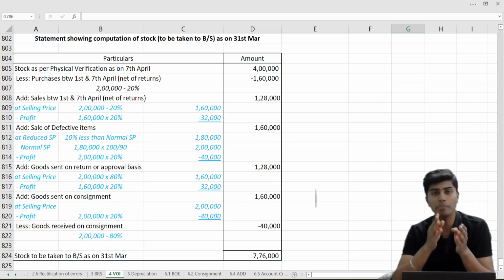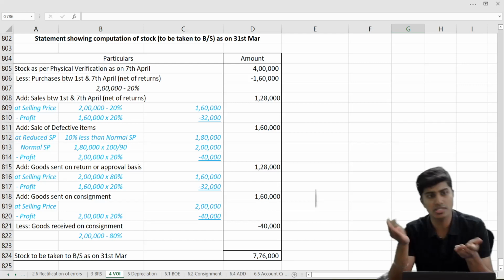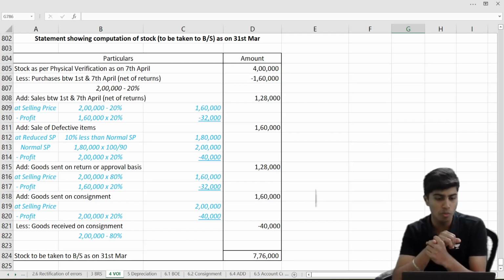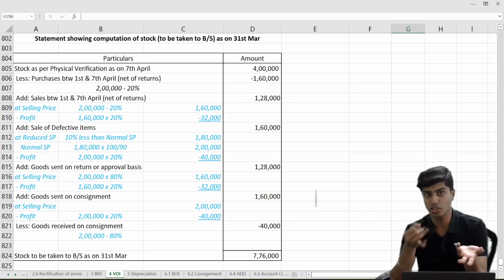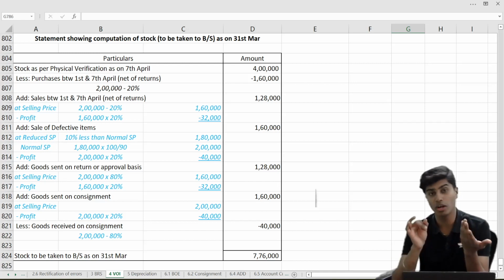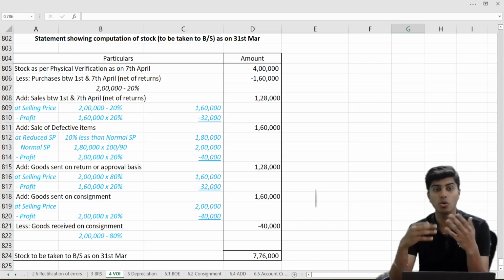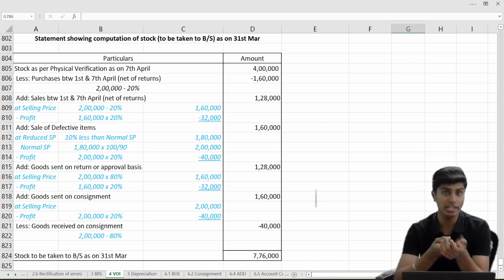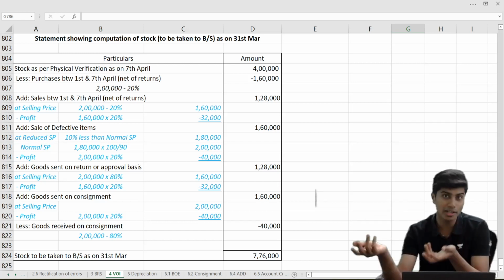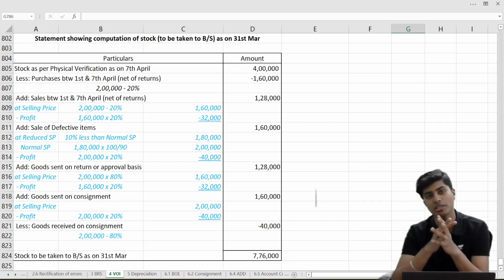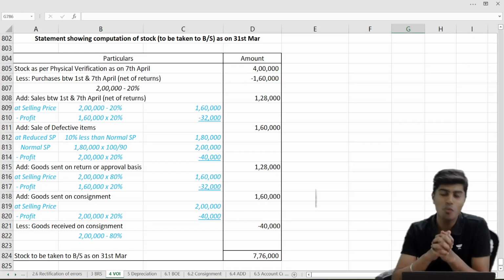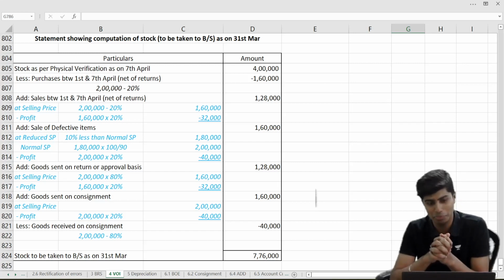I'm going to do one master problem from each of the chapters. In the past, I've already done it on NPO, and now we've done it on valuation of inventory. Before this, I did one on BRS. I'll be coming out with the master problem on final accounts very soon, and company accounts, and every topic of your syllabus. So please stay tuned and watch it and help yourself in your exam preparation.